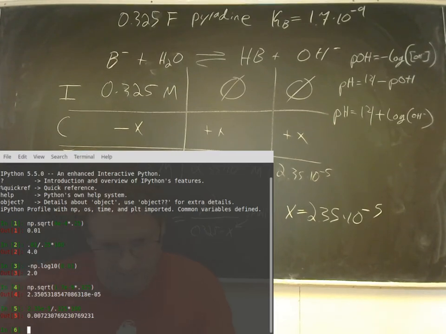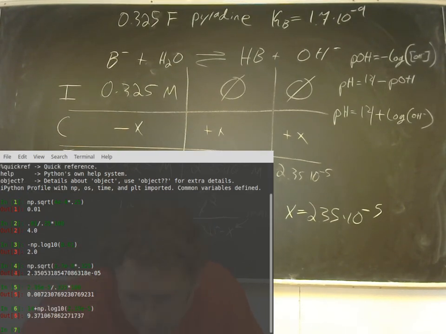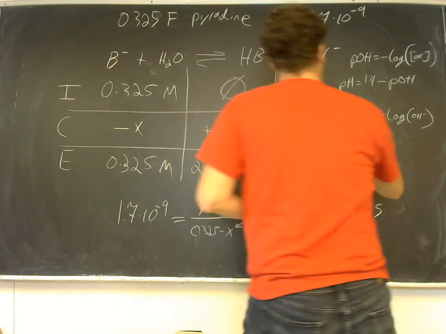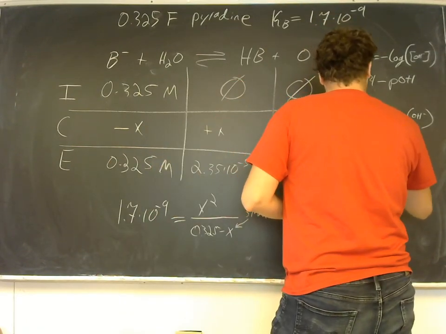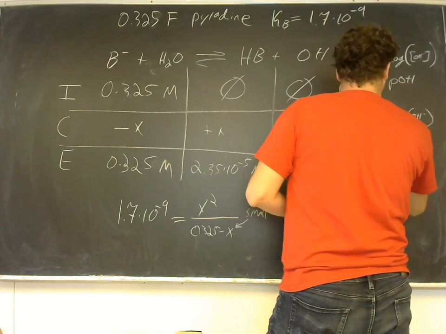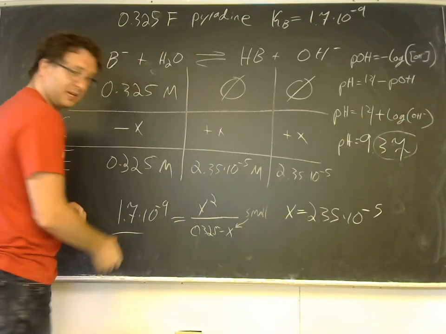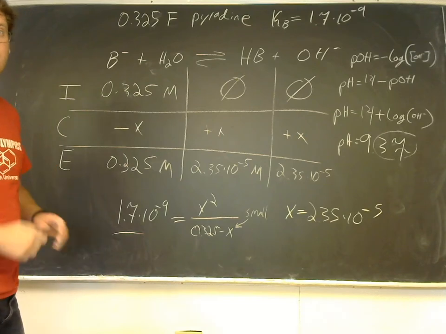So let's figure out the pH. I'm going to say 14 plus the log of 2.35 times 10 to the negative 5th. I type that in right. And I get a pH of 9.37. pH is equal to 9.37. We only get 2 sig figs because our Kb value limited us to 2 sig figs all the way back there.